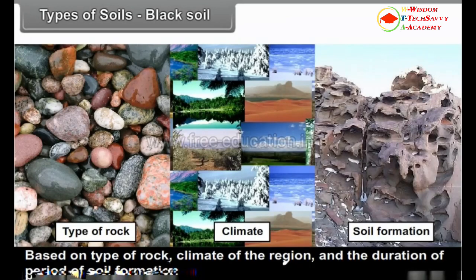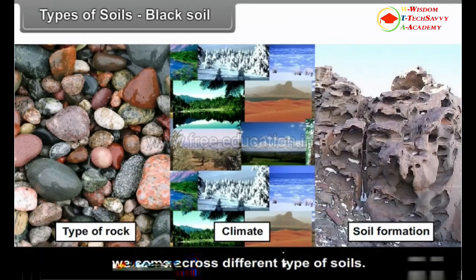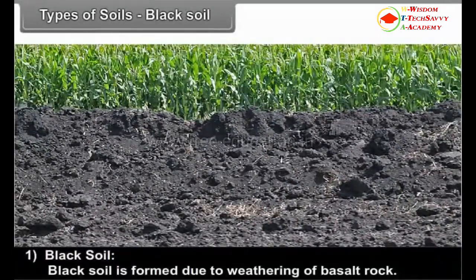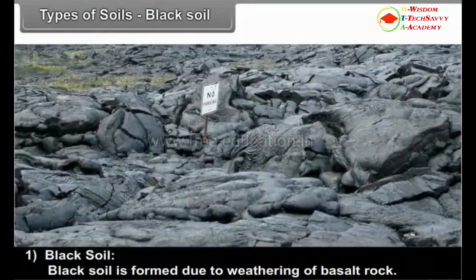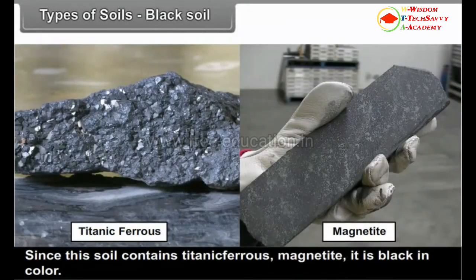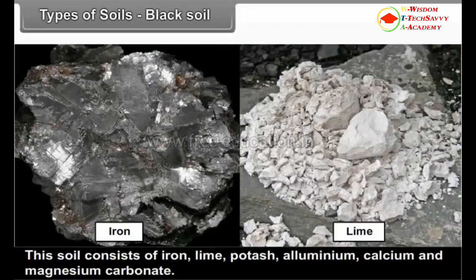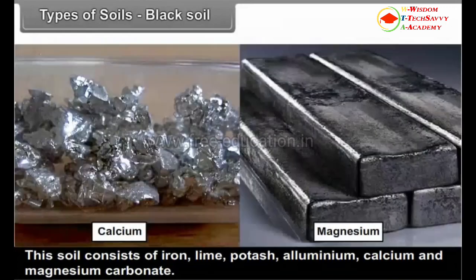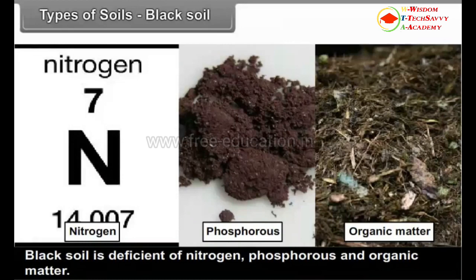Types of soils. Based on the type of rock, climate of the region, and the duration of the period of soil formation, we come across different types of soils. Black soil. Black soil is formed due to weathering of basalt rock. Since this soil contains titanic ferrous magnetite, it is black in color. This soil consists of iron, lime, potash, aluminium, calcium, and magnesium carbonate. Black soil is deficient in nitrogen, phosphorus, and organic matter.